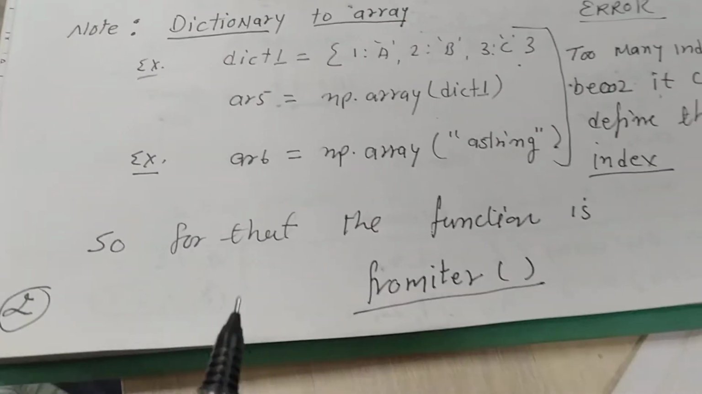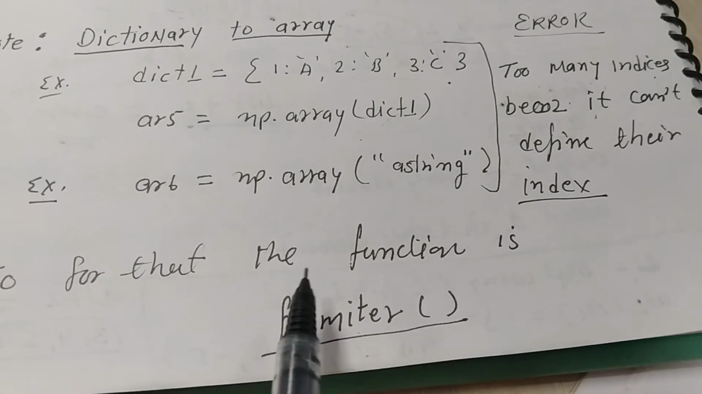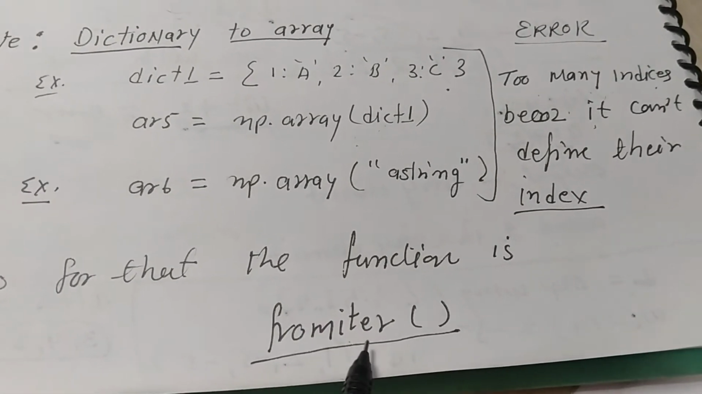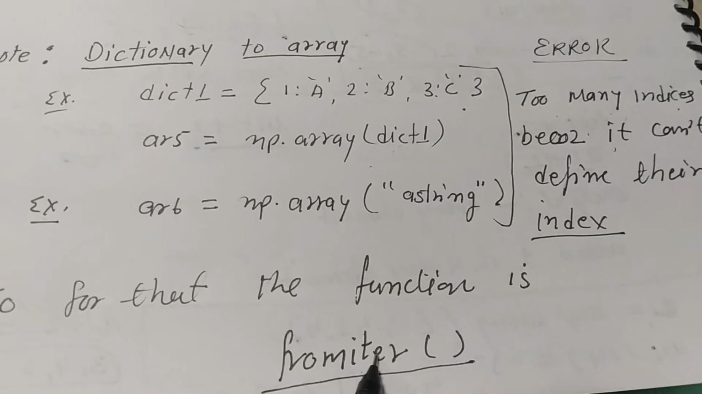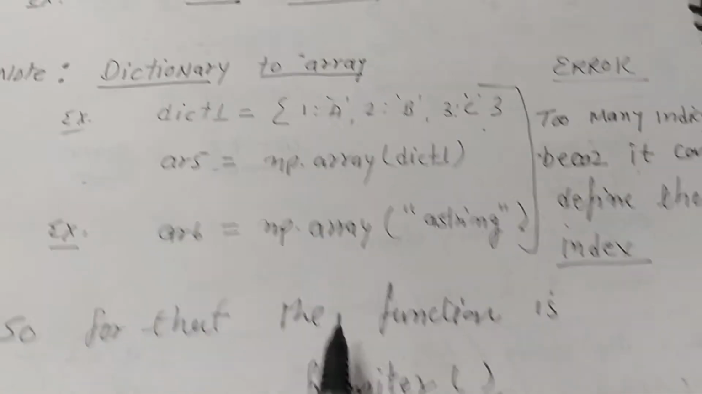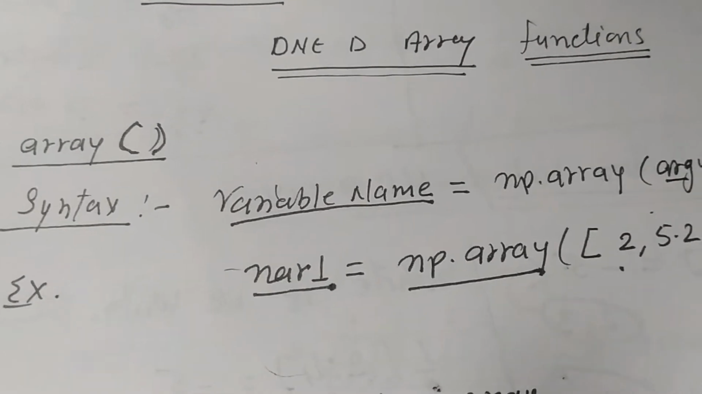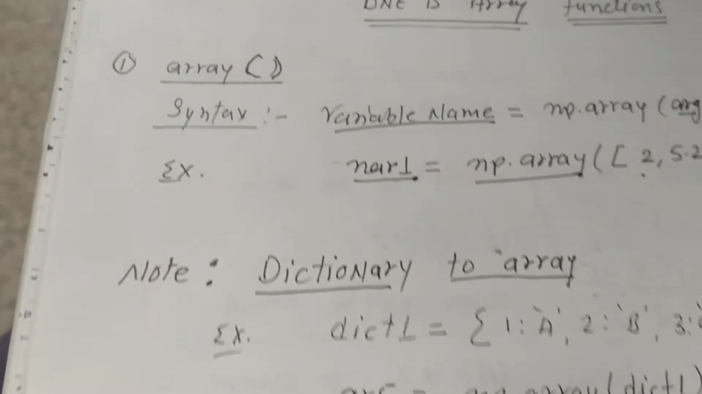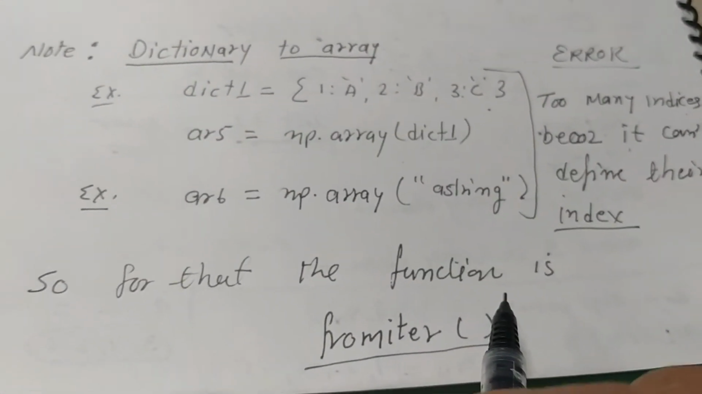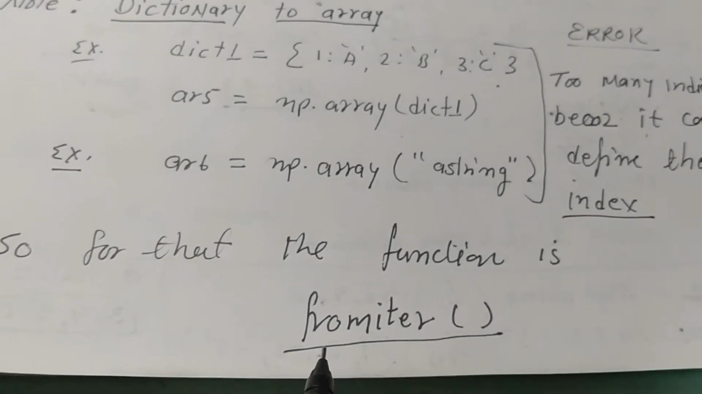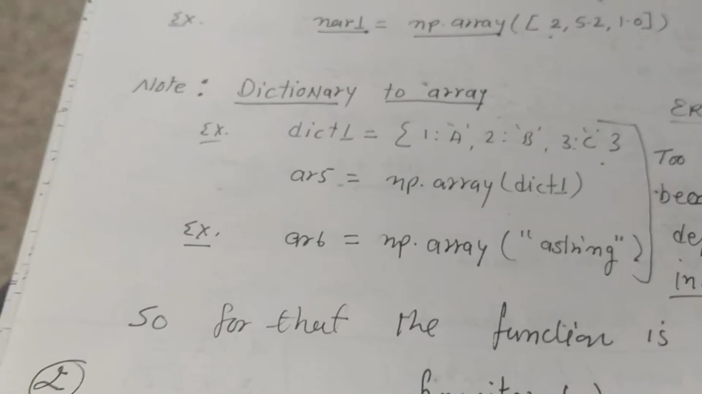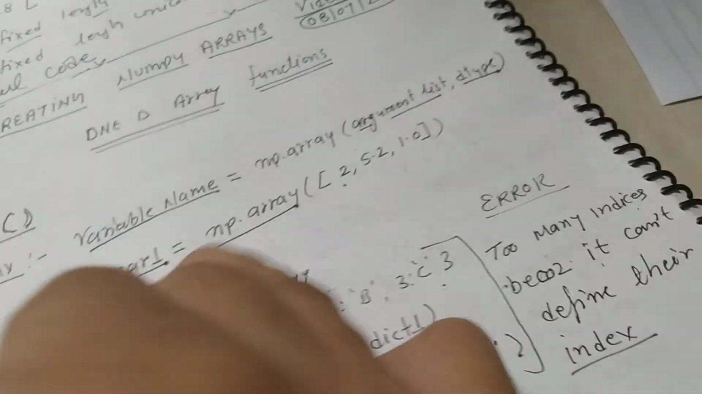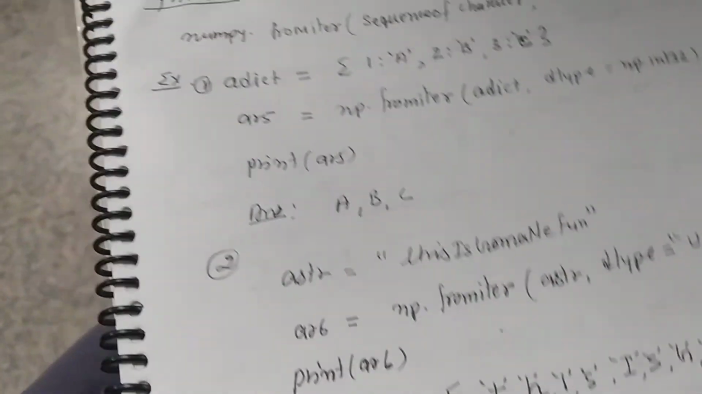Then what is the solution for that? For that we will use the fromiter function. Which function? The fromiter function. Students, we already studied the array function, with just one example here. Now if we have a sequence of characters or a sequence of numbers, then we will use the fromiter function. Which function? The fromiter function. Let's discuss the next thing.